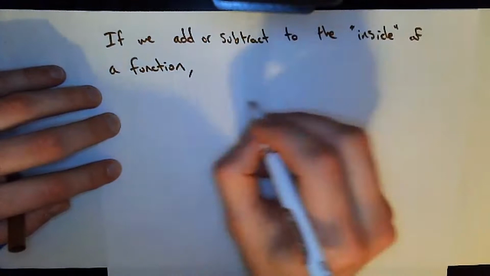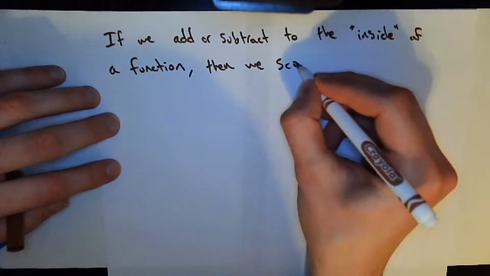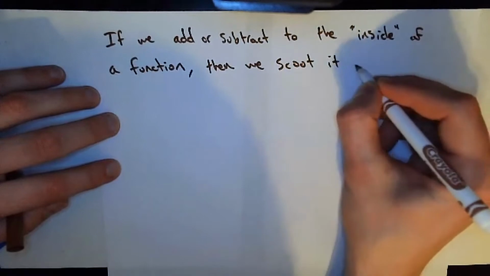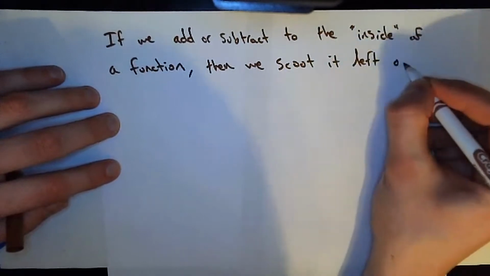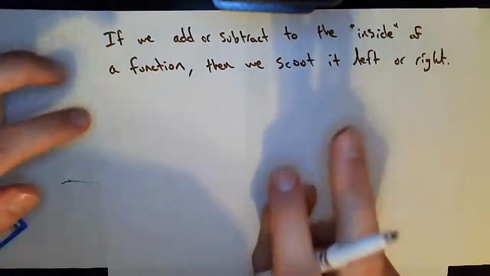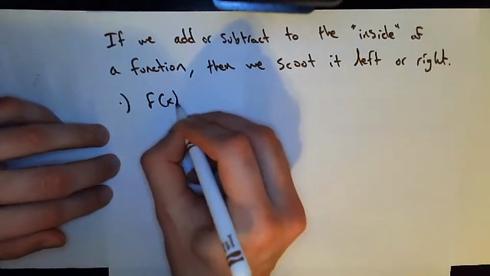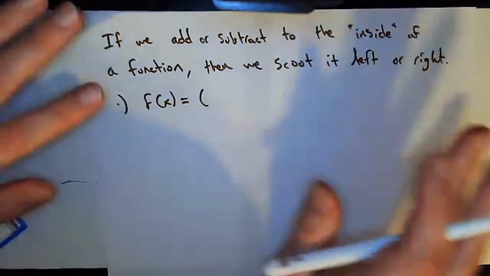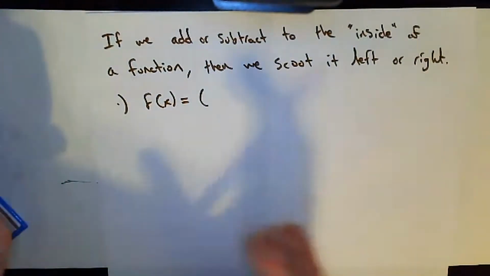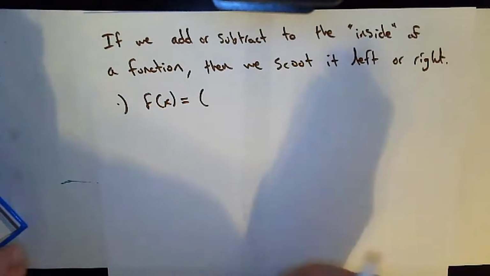If we add or subtract to the inside of a function, then we scoot it not up or down, we scoot it left or right. Okay, what does it mean to be on the quote-unquote inside of a function? Well, let's consider f of x equals, I'm going to just use a parabola because a parabola is like the nicest case. It looks the most common and it's a good case to look at.